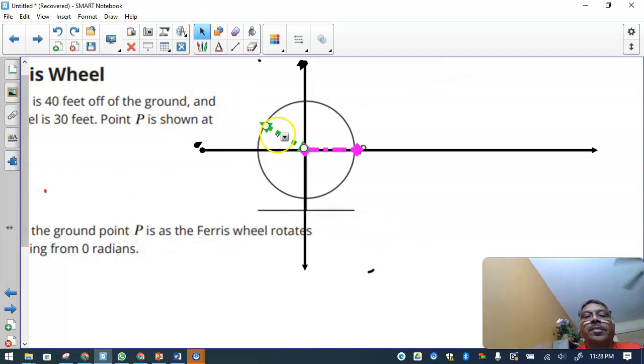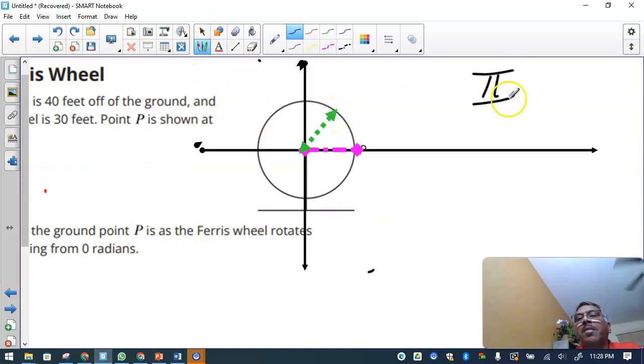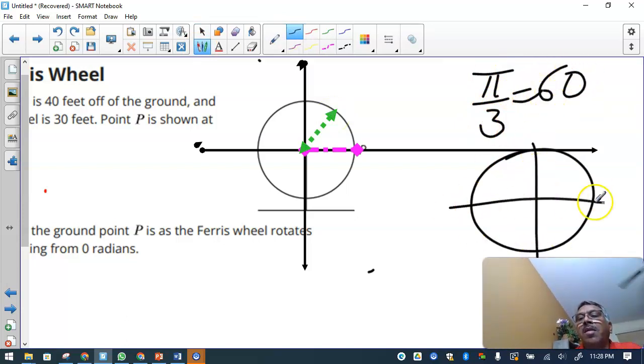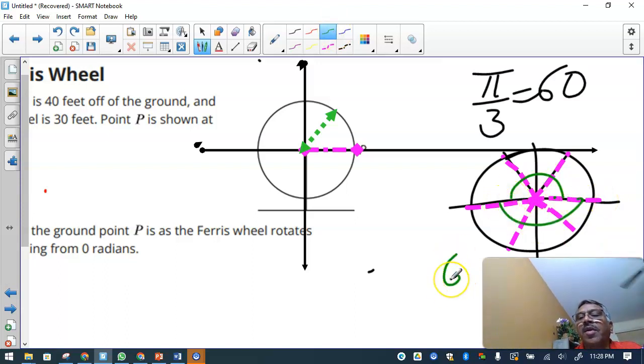So what is pi by 3? It is 60 degrees. So a whole round there will be 60, then another 60, another 60, another 60, and another 60. There are three on top, and there are six of them.